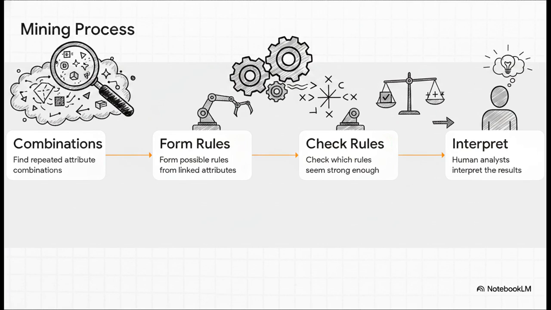So how do we actually find these things? Well, there are 4 primary stages. First, the algorithm scans through the massive dataset to find repeated combinations, attributes that show up together frequently enough to actually care about. Second, from those combinations, it forms potential rules. Third, it checks which of those rules are mathematically robust. It does this by checking metrics like support, which is how often the combination appears in the whole dataset, and confidence, how often the rule actually turns out to be true.